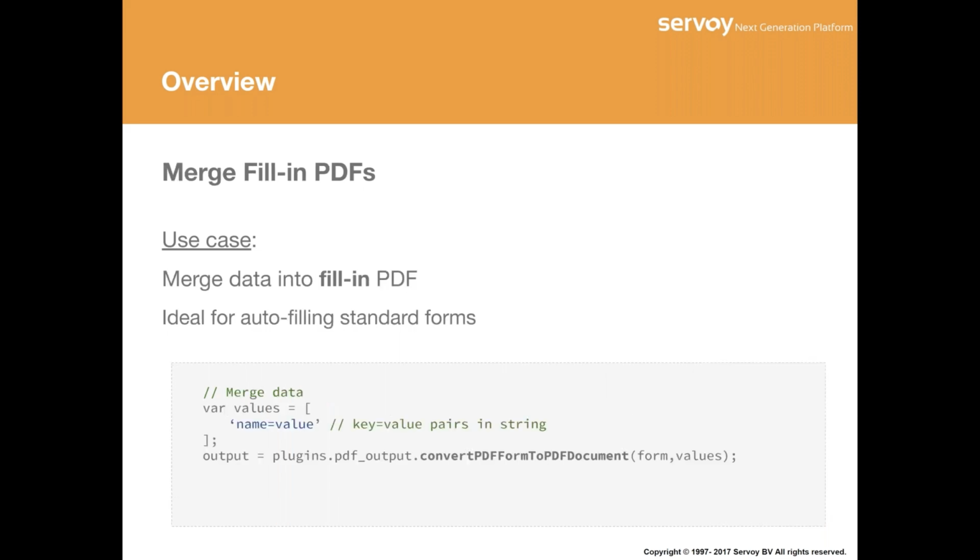The next example I showed was how to merge data into the PDF fill-in forms. For that, all you really need is an array of these name value pairs as a string. Then you can call the convert PDF form to PDF document, and it'll flatten that document with those values in it. I showed an example with multiple records. You just have to do it in a for loop or something, and then you can use the prior example and combine them all. That's what I did to get those 4 records for that one search into a single document.